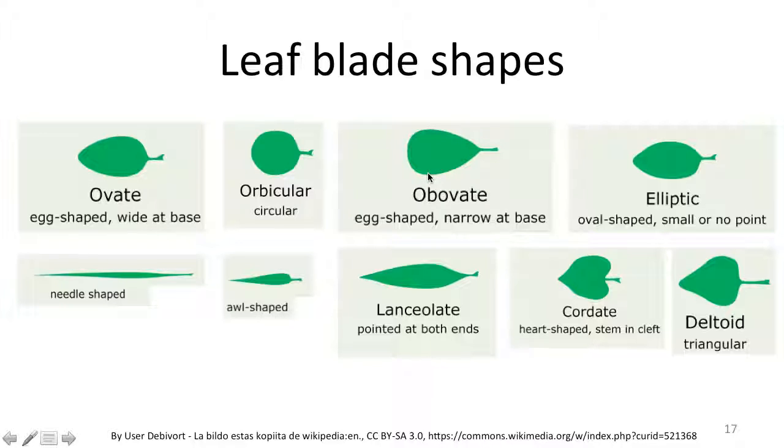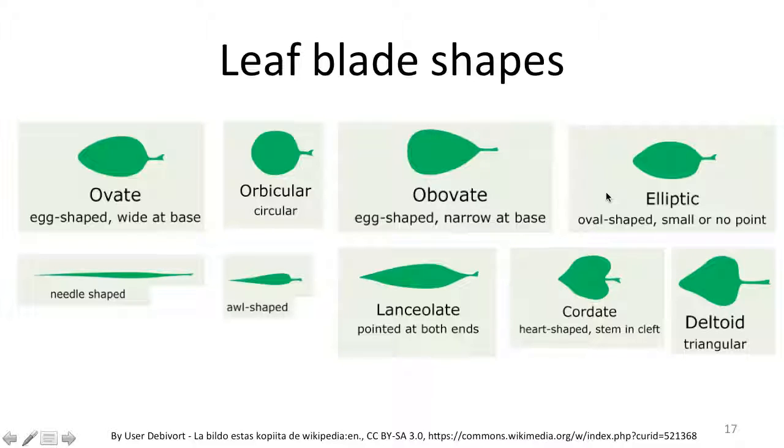Their shapes are actually pretty similar. They're both egg-shaped. The difference is that in an obovate leaf, the widest part of the leaf is closer to the apex than the base of the leaf. So the widest part is about here, and here about is the midline on this leaf.